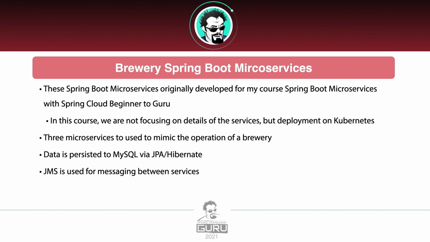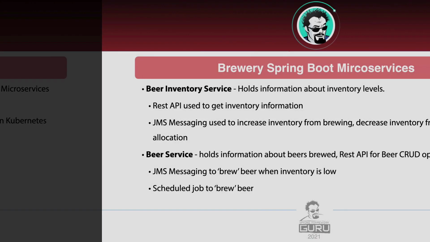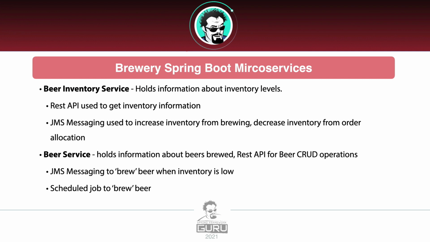So let's take a closer look at these 3 services that we have in play here. The beer inventory service. This is going to be holding information about inventory levels. It is going to expose a REST API to get inventory information. And then the service also uses JMS messaging. So we are increasing inventory from being notified of a brewing operation. So if we brew beer, inventory goes up. Then we decrease inventory from orders being allocated. And again, these are 2 different JMS messages that the service consumes.